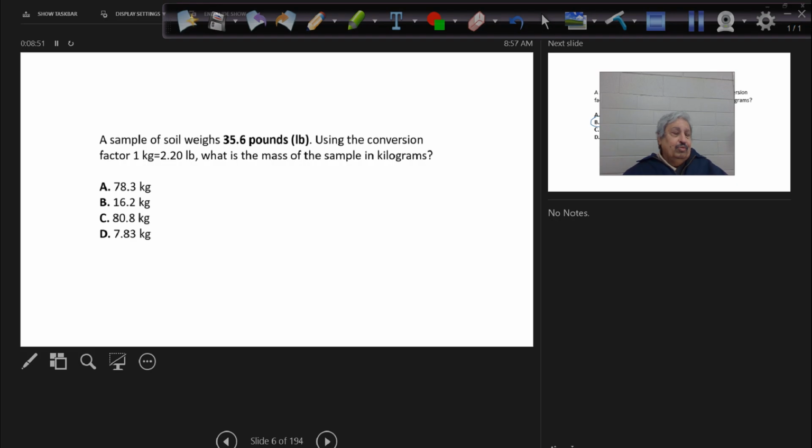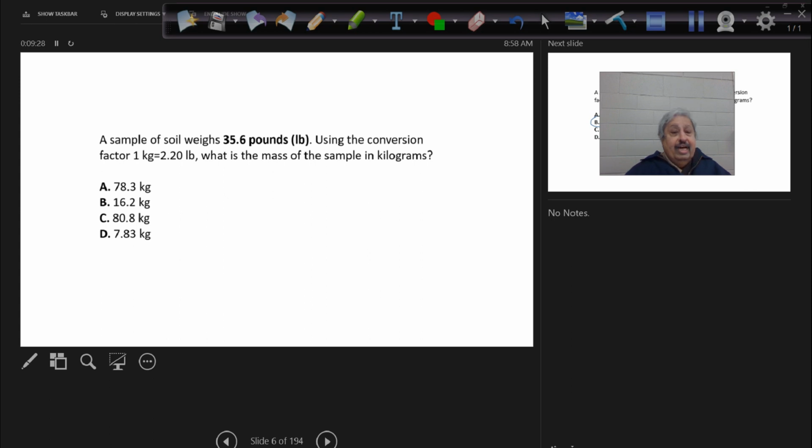So let me take that second one. Okay, I'll give you 1 minute to do it. A sample weighs 35.6 pounds, using conversion. Here are the conversions given to you, and that's typical of the ACS exam. Whenever you change metric to English, English to metric, or to SI, they will give you the conversion. But within the metric, you have to memorize all those exponents of 10, not given to you: 10 minus 1, 10 minus 2, 10 minus 3, 10 minus 6, and so on, 10 minus 9.